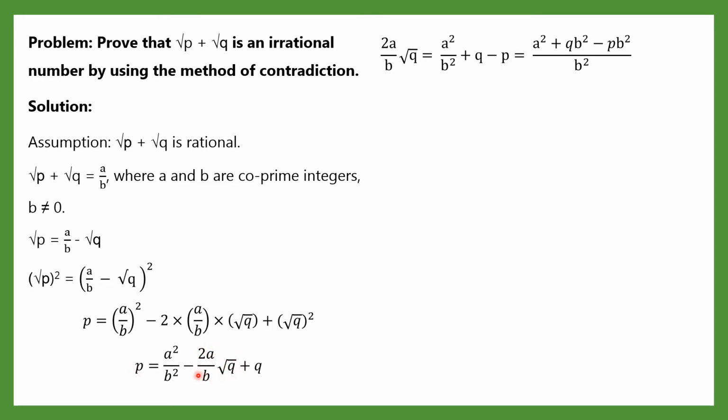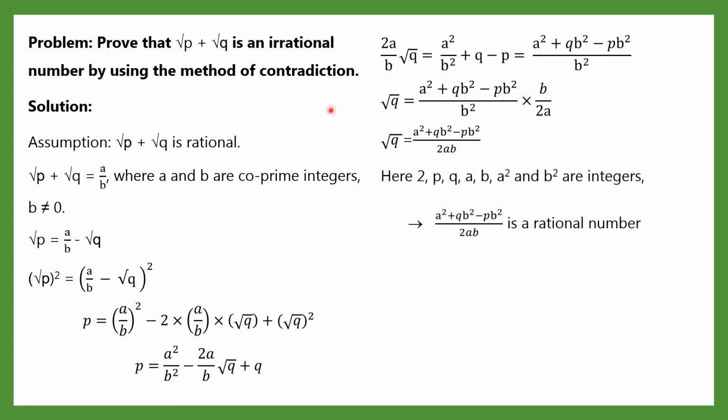2a by b root q has a minus sign. If we take it to LHS, it will become plus 2a by b root q is equal to the remaining terms in RHS, a square by b square plus q, and p to the right side we are taking, that's why minus p. Now on regular simplification, we will get a square plus qb square minus pb square by b square. Now 2a by b to the right side, you have to multiply with the reciprocal of 2a by b, that is b by 2a. Here also you can cancel b and b. Finally, root q is equal to a square plus qb square minus pb square by 2ab.